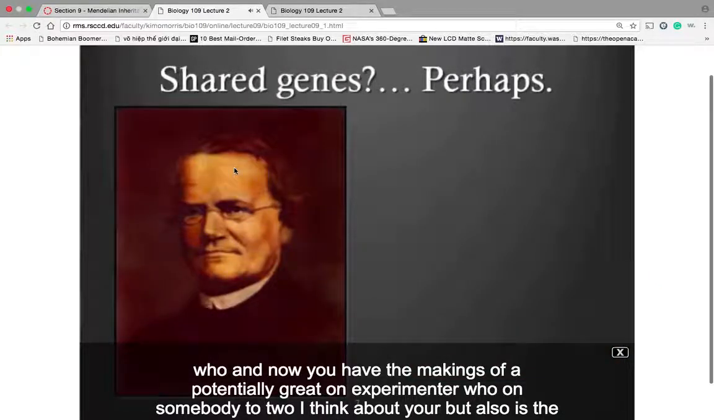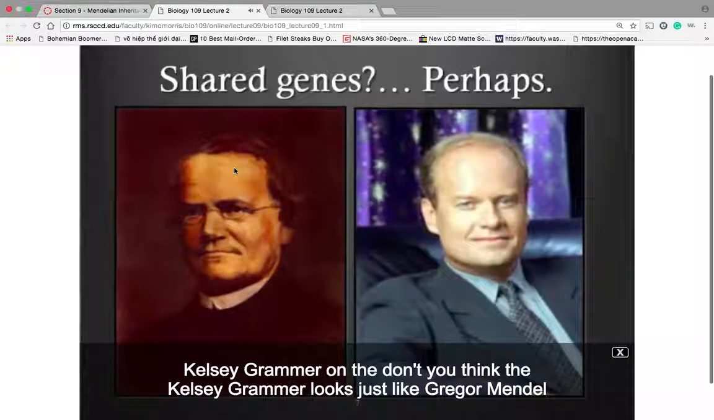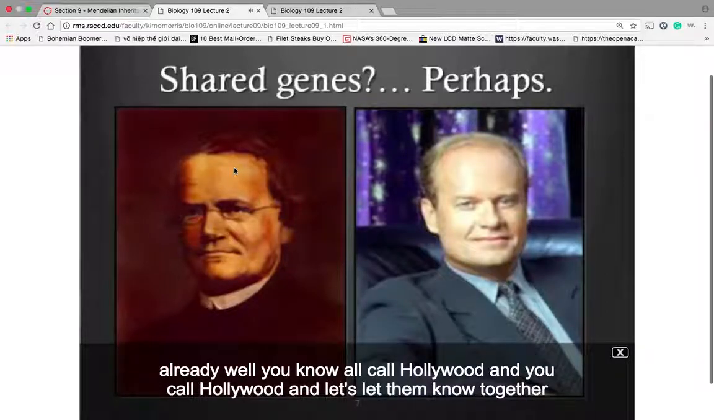Somebody to think about here also is, if they were ever to make a movie about Gregor Mendel, I would love for them to choose Kelsey Grammer. I mean, don't you think that Kelsey Grammer looks just like Gregor Mendel? All right, well, I'll call Hollywood and you call Hollywood, and let's let them know together.